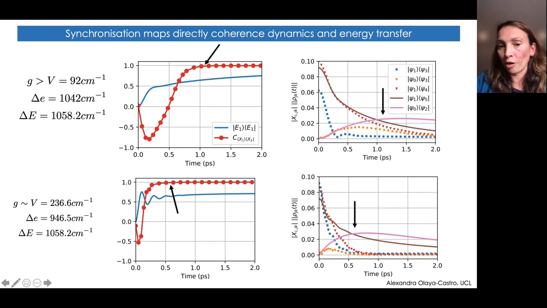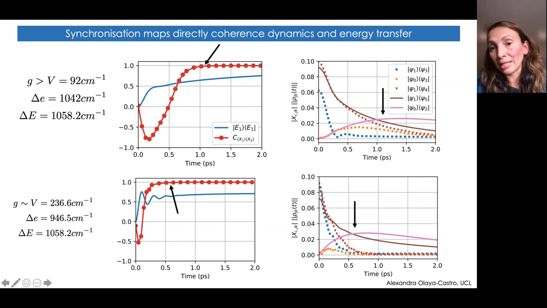And this is what we confirm in the figures that you observe on the right. What you are observing here are different coherences. And by coherences, I mean here elements that tell me about superpositions of states in your system as the energy transfer is happening. Mathematically, what this means is the off-diagonal elements of your density matrix in the natural basis of the system, so that will be the vibronic basis of your system.